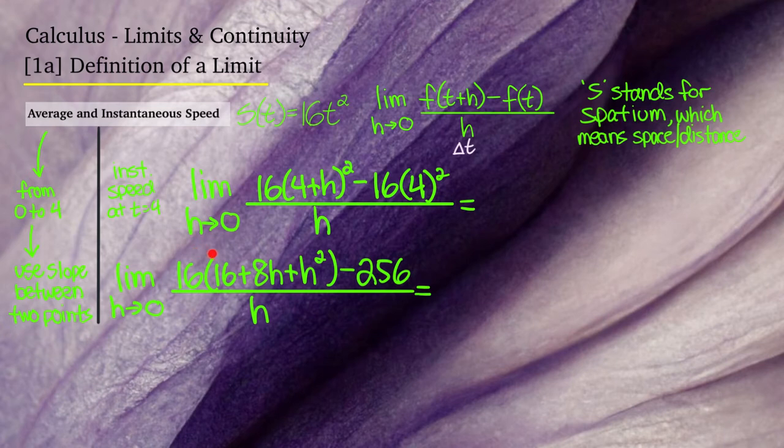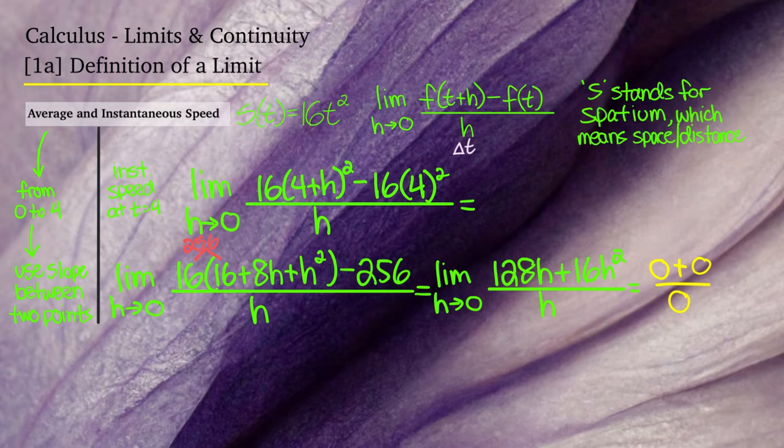Distributing that 16 gives us the limit as h approaches 0 of 128h plus 16h squared divided by h. Notice that the 256's subtracted out, and now we have an expression that if we plugged in 0 for h, we would get 0 plus 0 divided by 0.